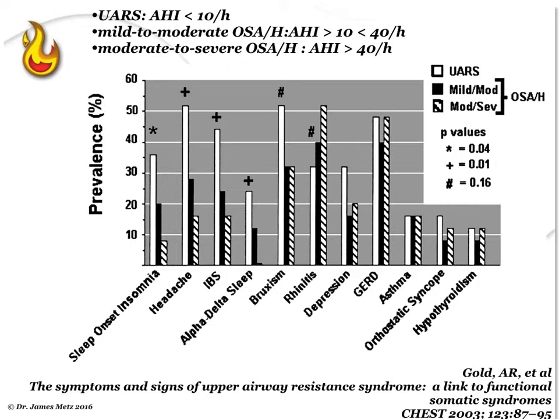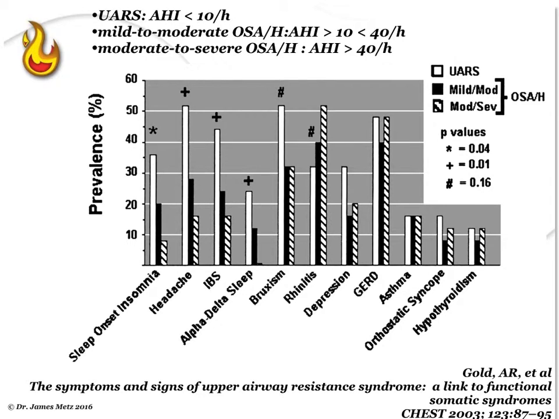If you move along, you'll see the irritable bowel syndrome is even higher in upper airway resistance syndrome or no apnea than it is with even severe apnea. You'll see bruxism is much higher. You'll see depression is much higher. There's all kinds of things that go along with that. Onset insomnia is higher. So that helps give you credibility with the patient to say why you're pursuing what you are.